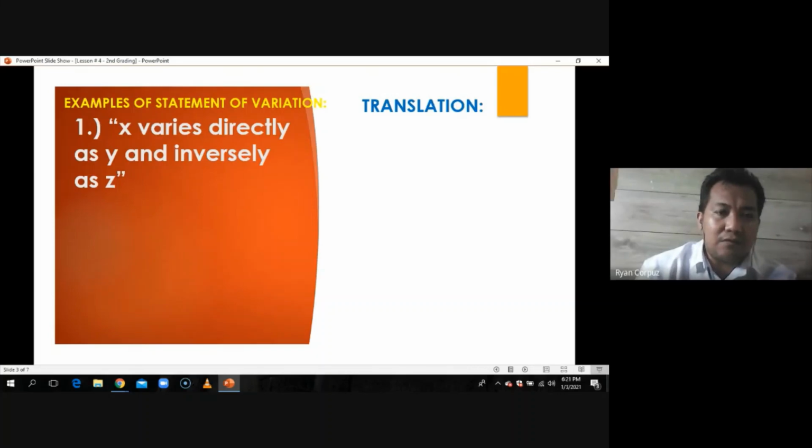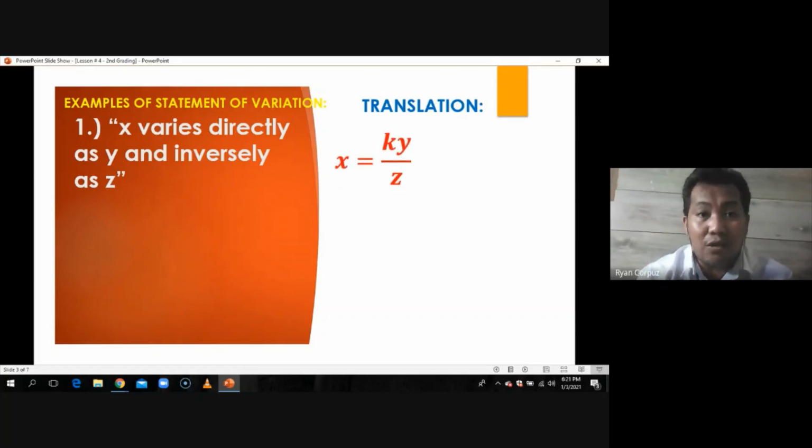So how do we translate this statement of variation na matatawag natin combined variation? X varies directly as Y. So doon muna tayo sa direct variation. X varies directly as Y. Kapag translate natin siya, it should be X is equal to KY. And inversely as Z. Kapag inverse, nasa denominator na yung second quantity. So it will come up with X is equal to KY, ayun yung direct, over Z, ayun naman yung inverse. So that's why we translated it as X is equal to KY over Z.